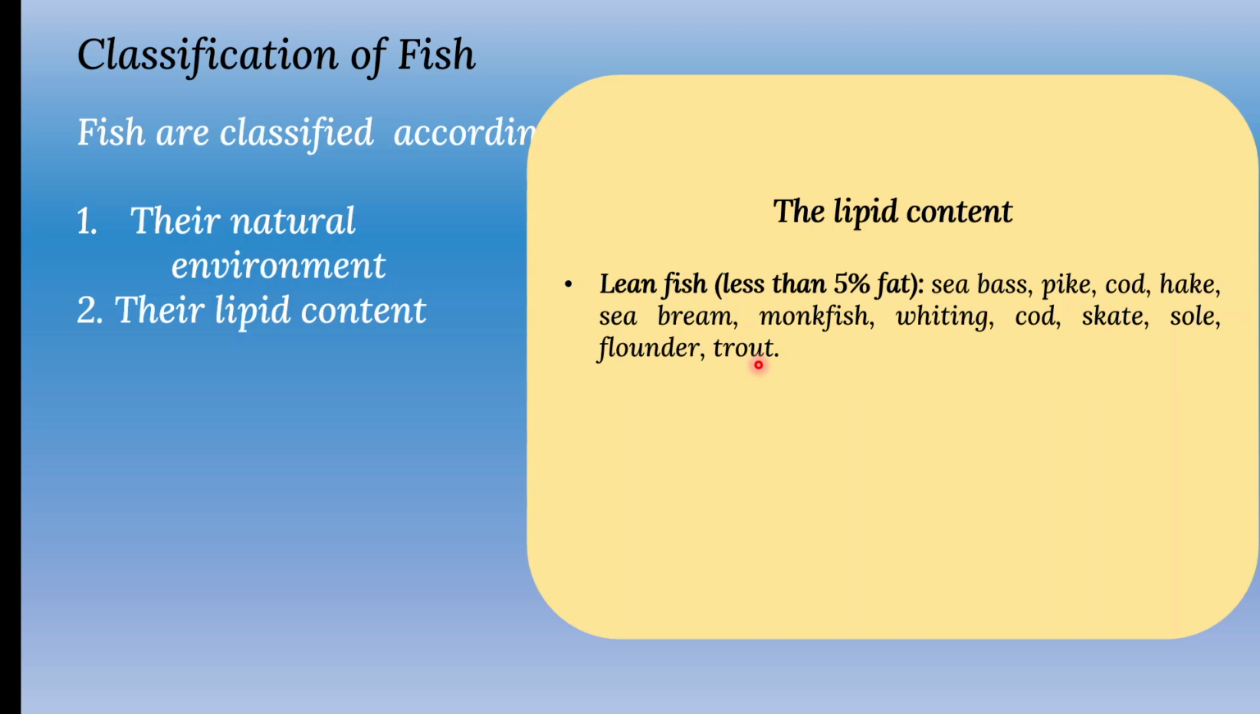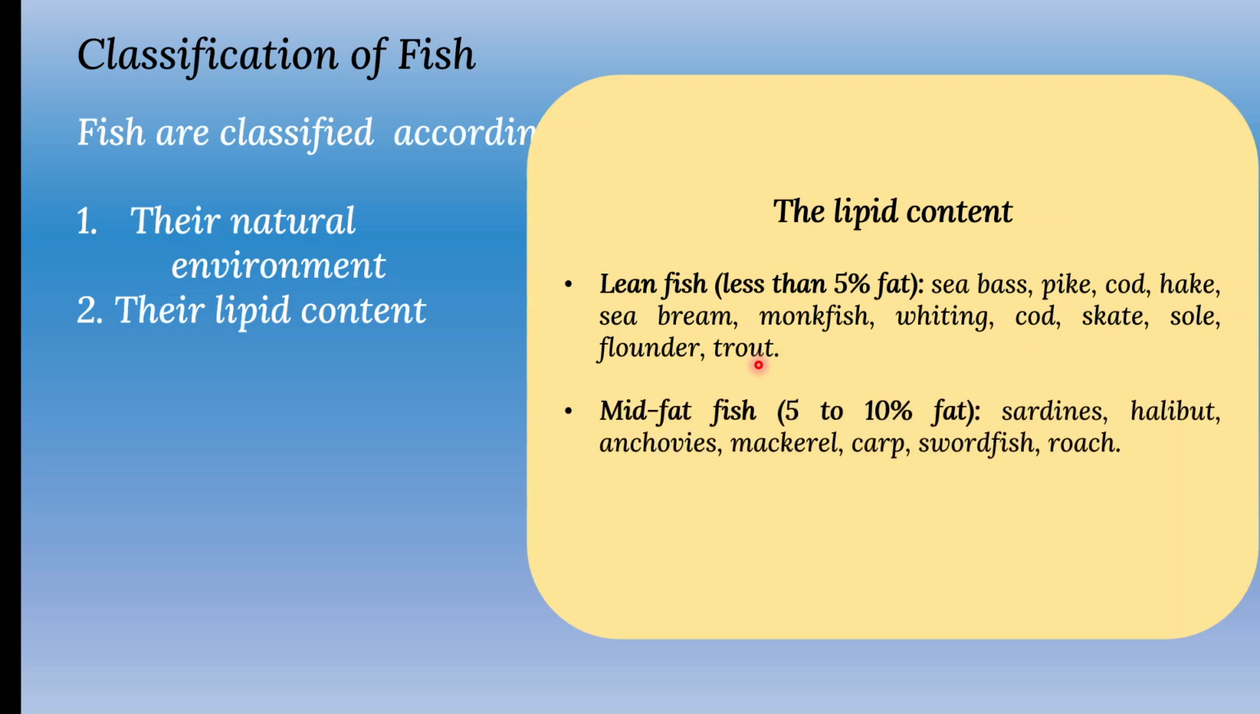Why are they called lean fish? Because they have less than 5% of fat in their body. There is another category, medium fat fish, where the percentage of fat is between 5 to 10% only. And the examples are sardines, halibut, anchovies, mackerel, carp, swordfish, and roach. So these are the examples of medium fat fish. And when we get medium fat, it is understood that we get another one, absolutely a fatty fish, where the fat percentage is 10 to 25%. Examples are herring, eel, tuna, salmon.